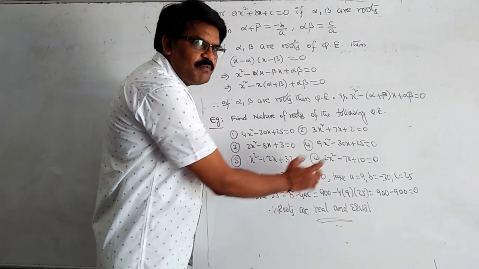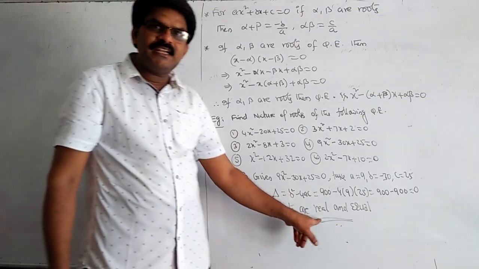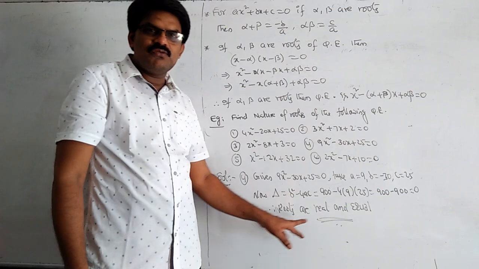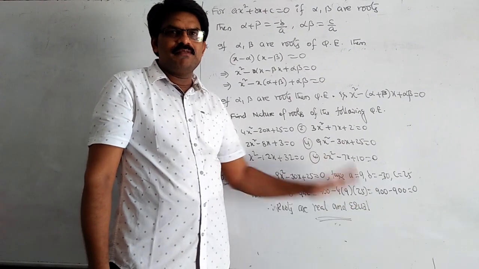Suppose you get delta as a positive value, write real and distinct. Suppose the delta value is negative, just write the roots are conjugate complex numbers.